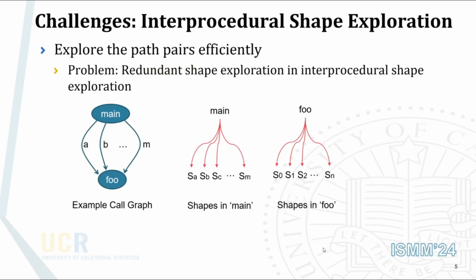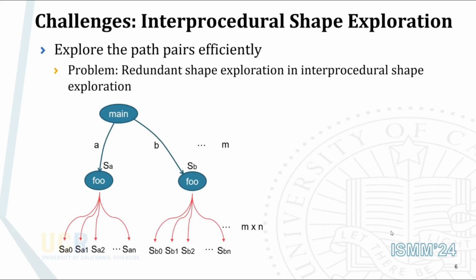Now, let's discuss the performance issue. We want our system to explore the shapes efficiently, but there is redundant work if a function is called multiple times. For example, if there are m paths from the main function to foo, foo is called m times, generating m shapes. Each call inside foo needs shape generation too, let's say producing n shapes. So we end up with m times n shapes, leading to a lot of redundant work. Can we explore the shapes just once for each path in foo?